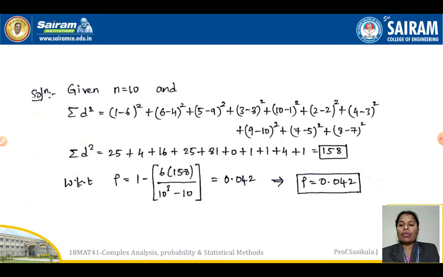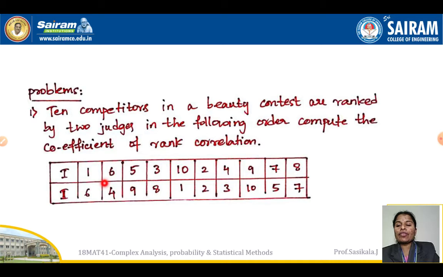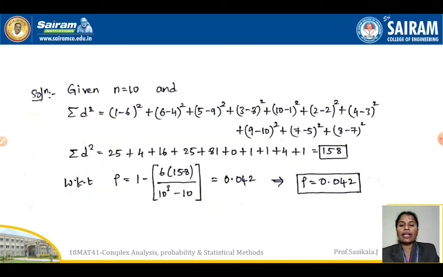Now you can go directly with the formula. We require summation d squared. d is nothing but the difference of the two ranks. Find the difference and take the square, and you will get the answer for summation d squared, which is 158. If required, you can make it as a table: rank 1, rank 2, and d, like 1 minus 6, 6 minus 4, and so on. You can write one column, then take the square and add it. You will get the same answer of 158.